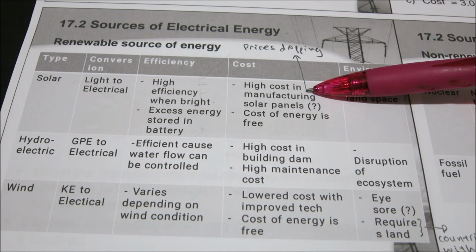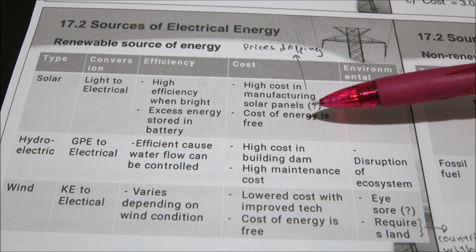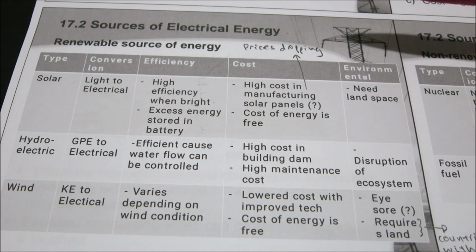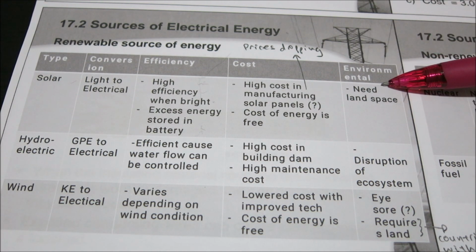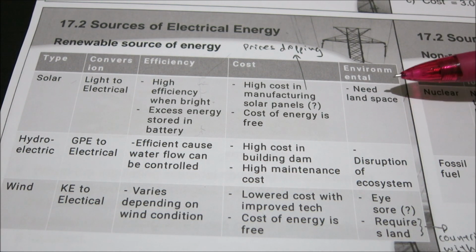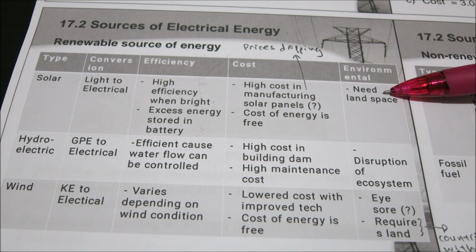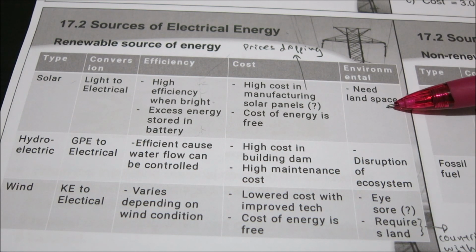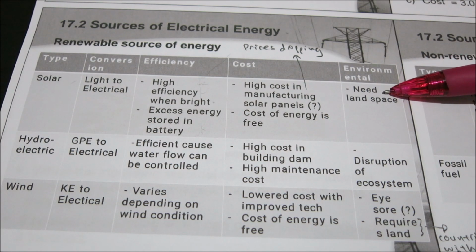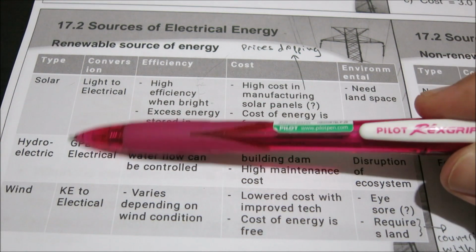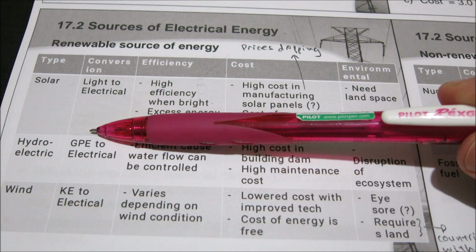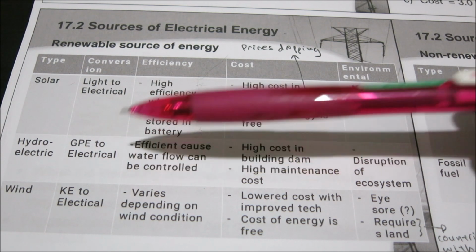But of course, once you have installed it, the cost of energy is free for as long as there's sunlight, then you'll get free energy, right? The problem is that, of course, there's a requirement for land space. So in Singapore, quite a landlocked country, we have very little land space. This one is not that possible because we don't have that much space for us to put solar panels up.